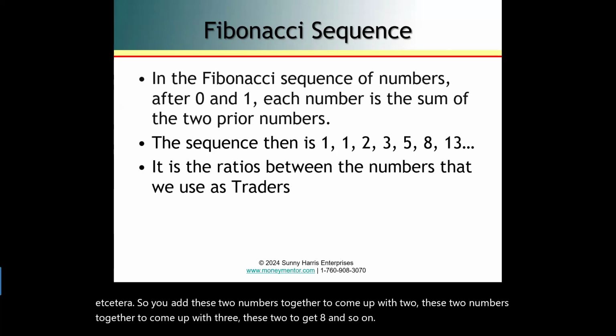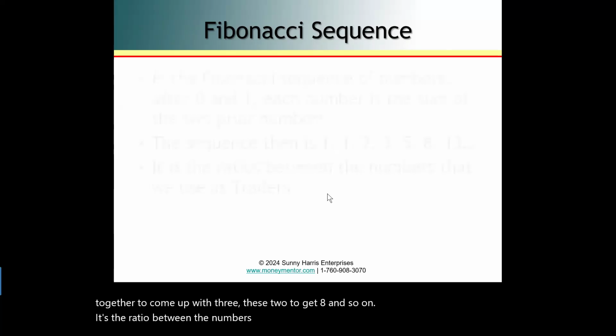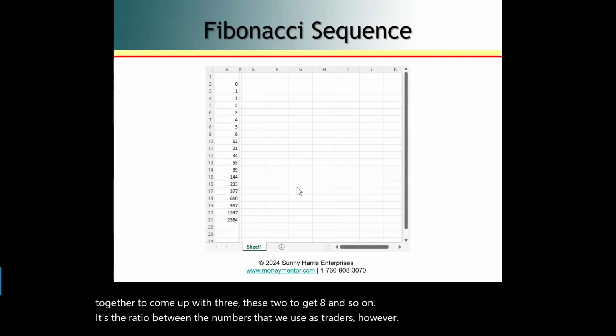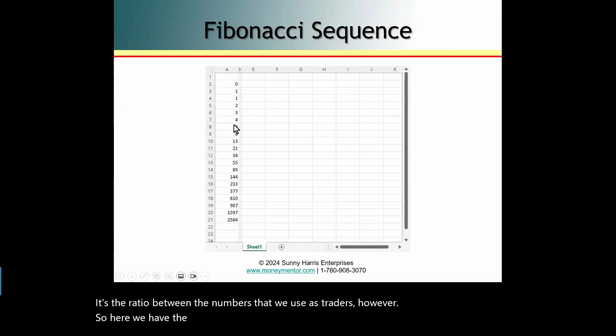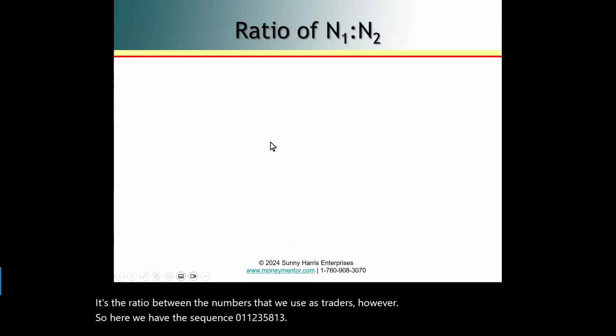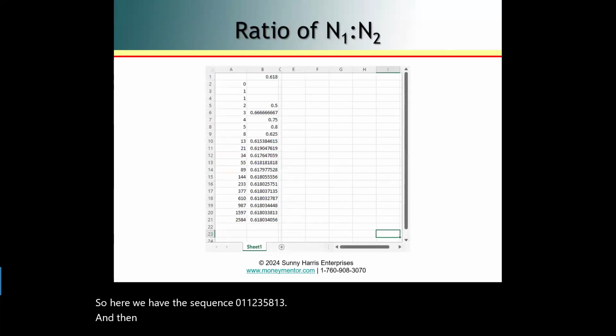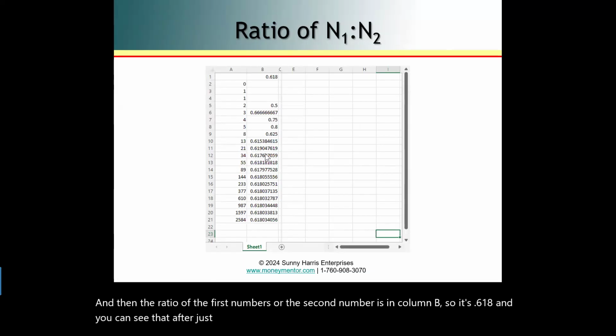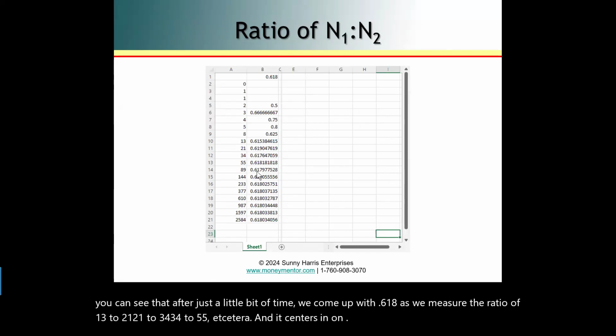It's the ratio between the numbers that we use as traders, however. So here we have the sequence 0, 1, 1, 2, 3, 5, 8, 13. And then the ratio of the first number to the second number is in column B. So it's 0.618. And you can see that after just a little bit of time, we come up with 0.618 as we measure the ratio of 13 to 21, 21 to 34, 34 to 55, etc. And it centers in on 0.618. And that's how we get that Fibonacci retracement.